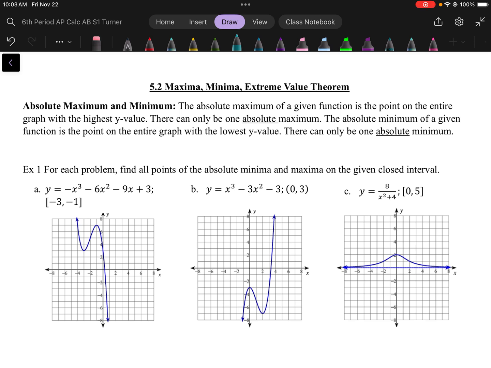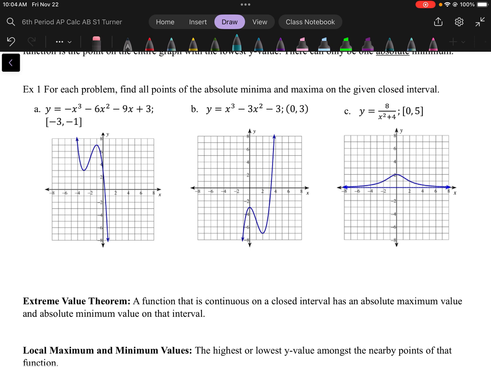So as we look through these, we're going to talk about local and we're going to talk about absolute. Local talks about those high peaks and those low valleys, while the absolute is talking about the absolute high and the lowest of lows. So as we look at example 1, we're being asked for each problem to find all points of the absolute minimum and maxima on the closed interval. So making sure that we're keeping it to that graph.